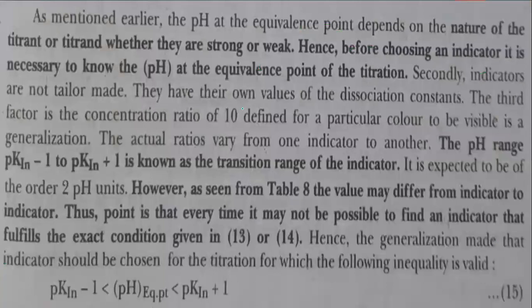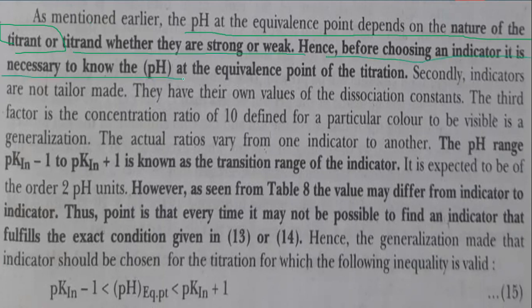Okay, now this is what the general theory which says about the change in color at the equivalence point. Okay, and that totally works on the basis of pH. On the basis of pH, what happens? See, as mentioned earlier in the previous slide, the pH at the equivalence point depends upon the nature of the titrant, whether you are using acidic or basic, or the titrant, whether they are strong or weak. Hence, before choosing an indicator, it is necessary to know the pH at the equivalence point. It is very, very important. Okay, this is what the first condition.